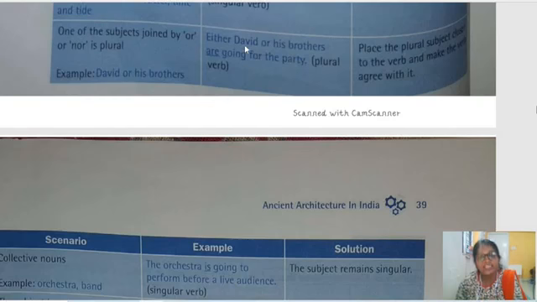Suppose I say: either David's brother or David is going for the party. Because before "is" I have David. The sentence is not here, but I am just telling you. Here before "is" I have the word David. David is singular, therefore I am using "is". So please be aware of this.